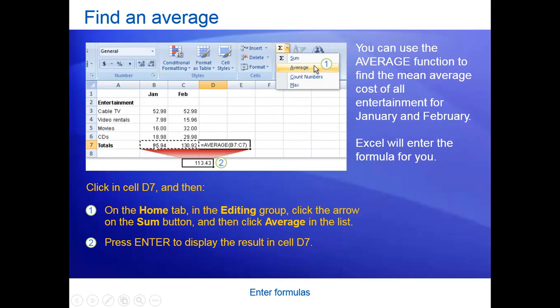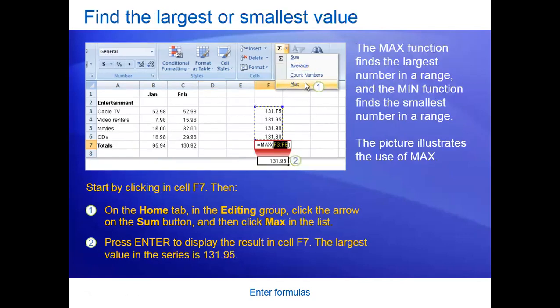Then i-highlight lang natin kung ano yung gusto nating kunin yung average niya, then press enter. Yan, to display the result in cell D7. Okay? D7 yung tapat ng C o ng row 7. Okay?